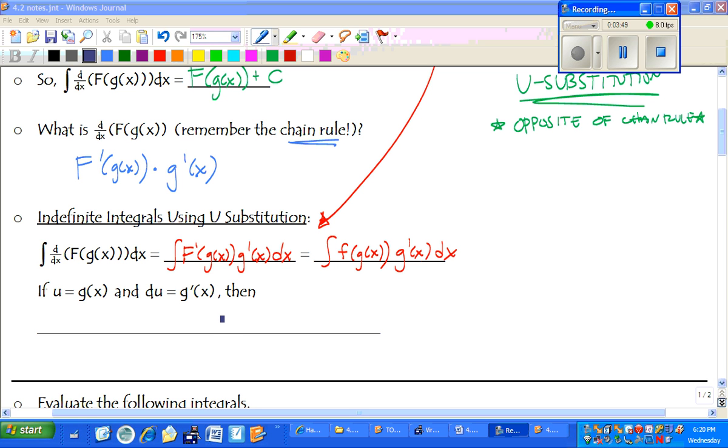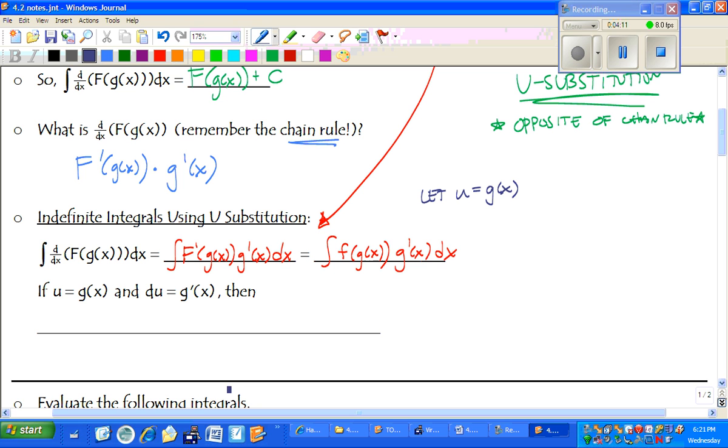Now, you can see this is looking like a pretty complicated mess right now. Got a lot going on here. So what we're going to do is try to simplify this a little bit and make it a little less congested. We're going to let u equal g of x. So taking the place of g of x right here, this is going to become f of u. All right, so it's a little bit less complicated right there.